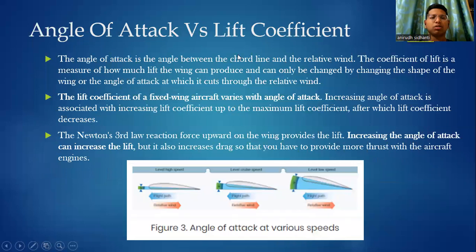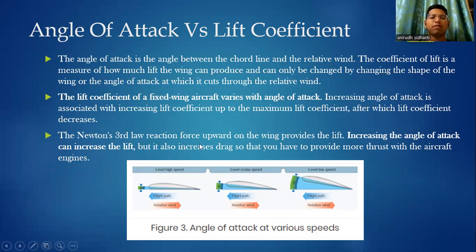Angle of attack versus coefficient of lift. The angle of attack is the angle between the chord line and the relative wind. The coefficient of lift measures how much lift a wing can produce and can only be changed by changing the shape of the wing or the angle of attack at which it cuts through the relative wind. The lift coefficient of a fixed wing aircraft varies with angle of attack. Increasing angle of attack is associated with increasing lift coefficient up to the maximum lift coefficient.